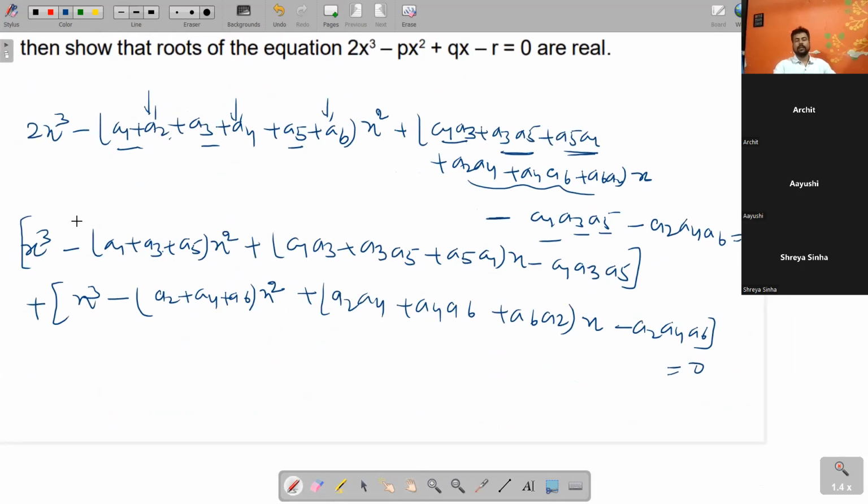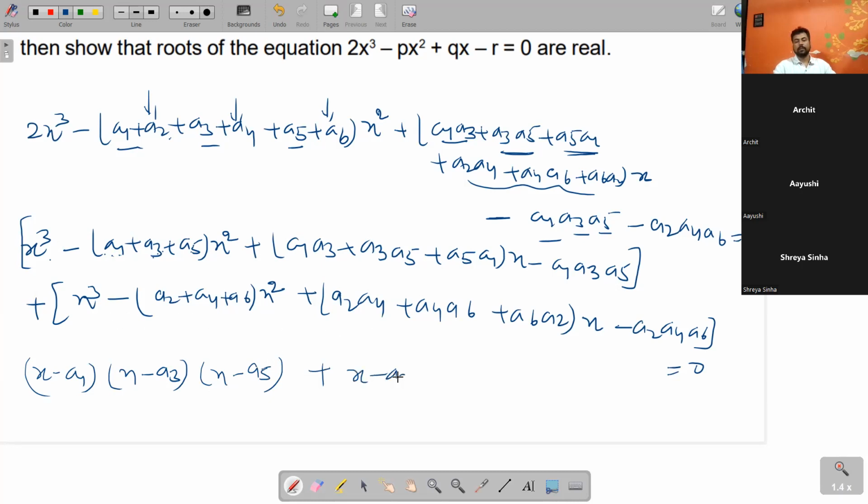This looks like the cubic equation having roots A1, A3, A5: x cube minus the sum of the roots, plus the sum of the roots taken two at a time, minus the product of the roots. I already told you this in the beginning. So this is the cubic equation having roots A1, A3, A4. This can be written as (x minus A1), the first root, (x minus the second root), and (x minus the third root), plus. And again, same thing here.